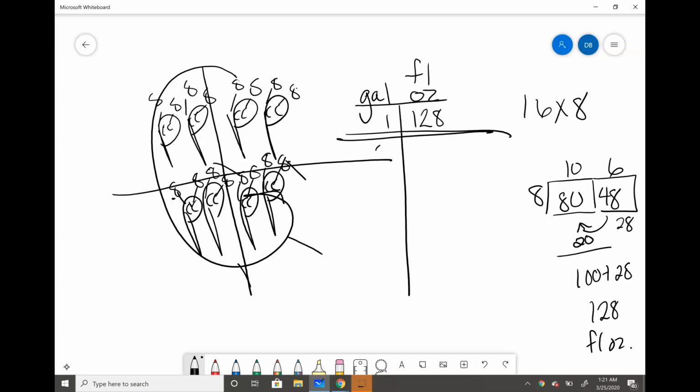Okay, so then 2 would be twice that. 16, hold that 10 in my head. That's 40 plus that 10, 50. And then 256 fluid ounces. I did that really quickly because in my head I said 128 plus another 128. Bring down the 6.